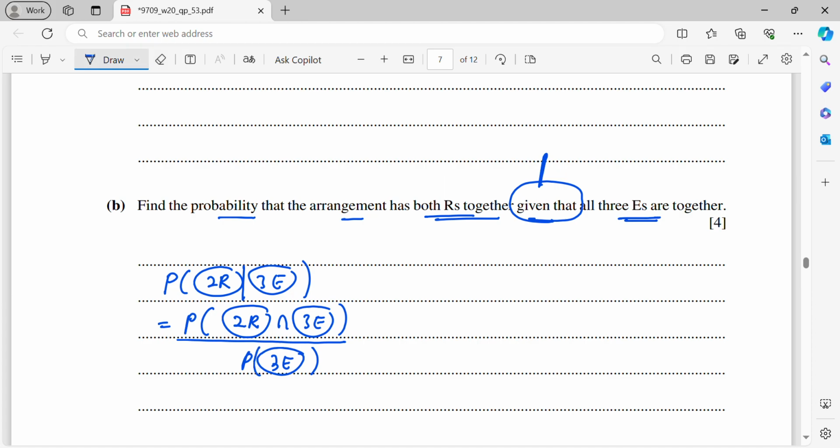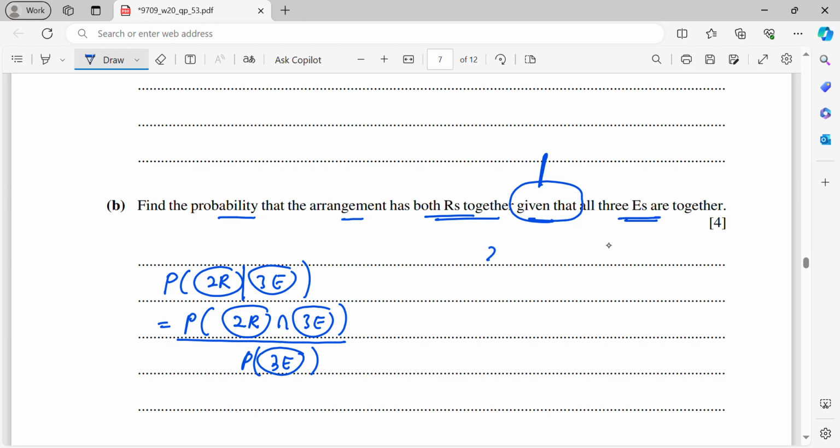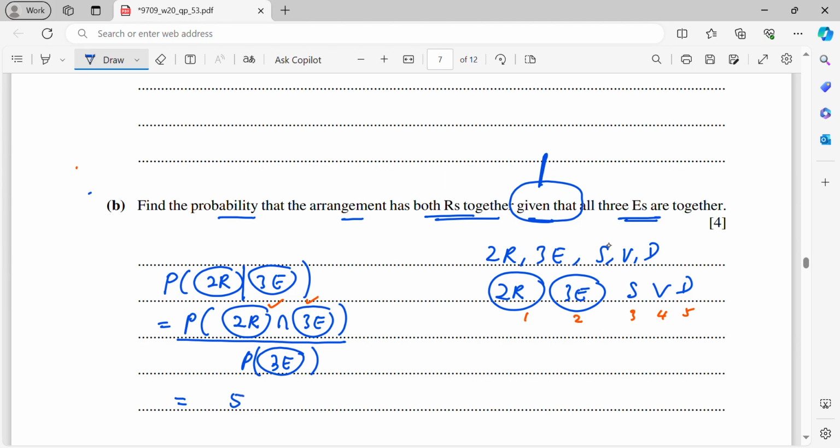Now remember just now we have 2 R's, 3 E's, S, V, D. Now if the 2 R's are together, I put them in a group, and the 3 E's together, so I still have S, V, D here. That means for the first one, 2 R's and 3 E's together, I treat this as 1, then this is 2, this is 3, 4, 5. So when they are together, I need to arrange these 5. So 5 factorial over, when 3 E's are together.